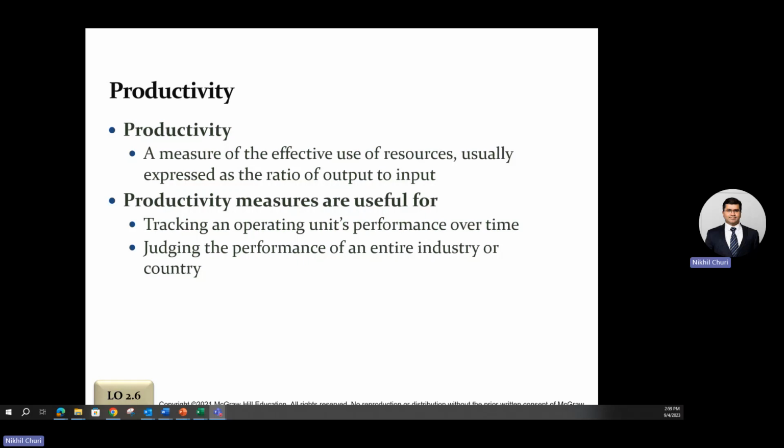Productivity measures are useful for tracking an operating unit's performance over time, whether it is consistently improving or degrading. And if it is degrading, what can be done to bring it back to normal? The second one is that productivity measures are useful for judging the performance of an entire industry or the country in general. From both these pointers, we saw that productivity has vast scope. It can be for the entire country or industry, or for your local specific operation or specific process. The scope is that it can be applied anywhere.